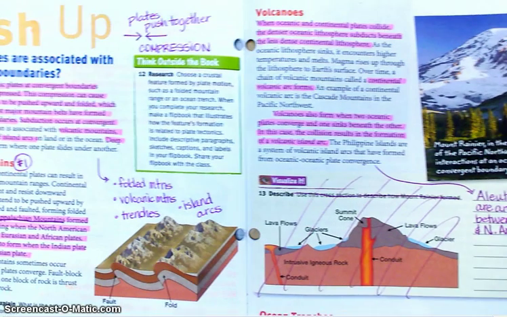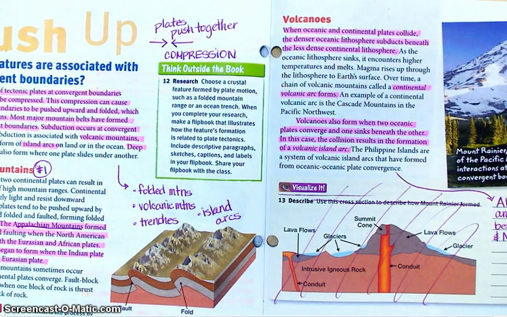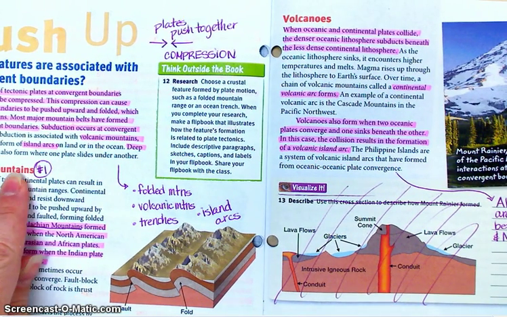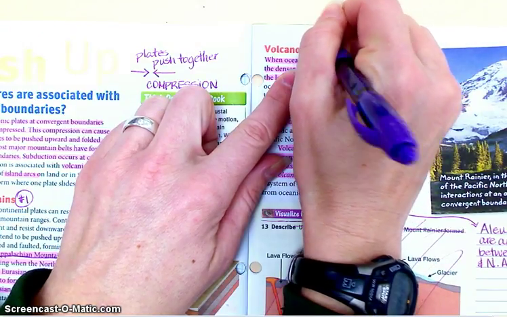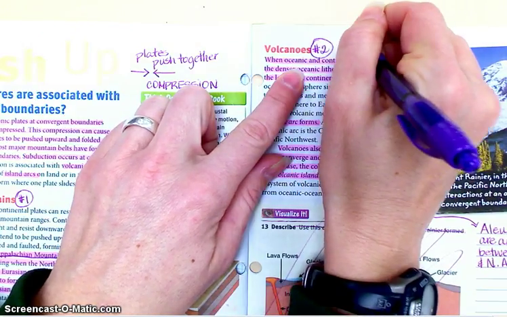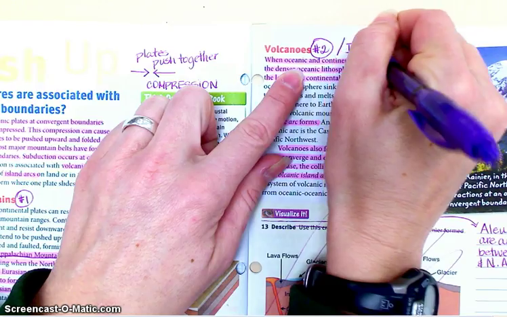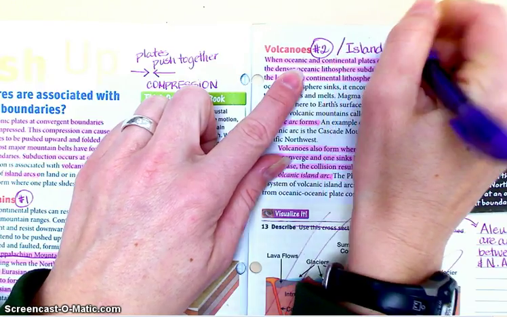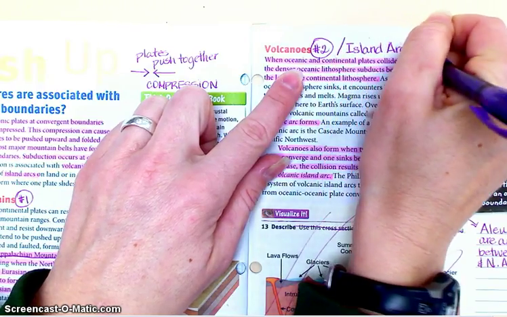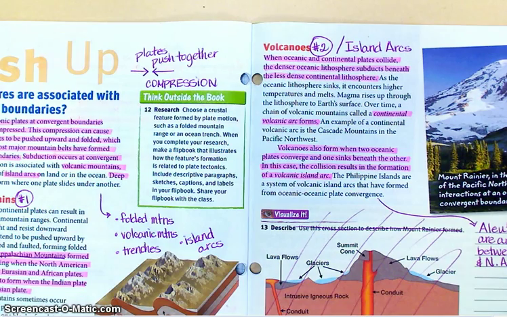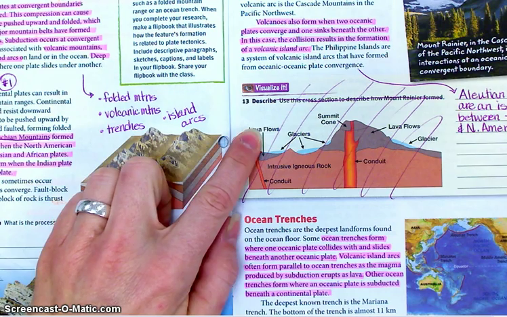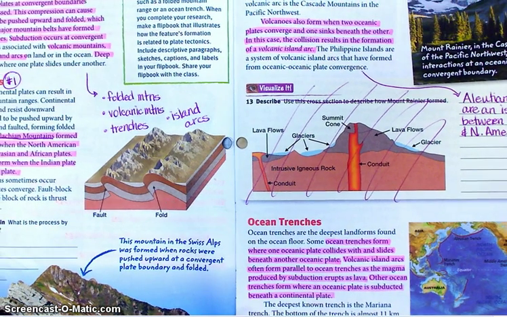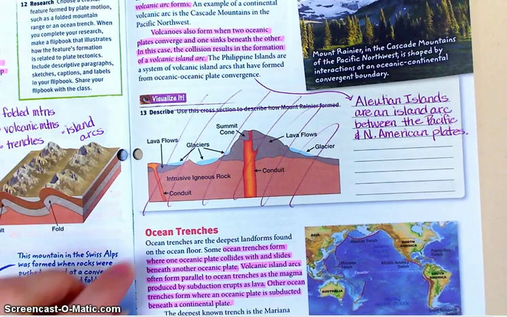So far, it says what features are associated with convergent boundaries. We talked about folded mountains. We've now talked about volcanoes. And I'm going to go ahead and add island arcs up here because those are all sort of together. Okay, volcanoes and island arcs. And for question 13, hopefully you pointed out that the Aleutian Islands are an island arc.